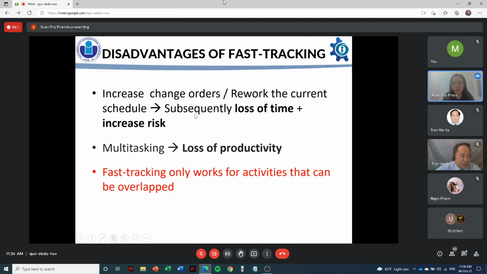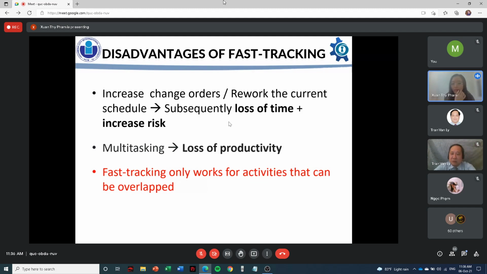But this method also has some drawbacks. Firstly, it will increase the change orders, because two activities will work at the same time, so we have to reschedule the succeeding activities. Subsequently, it leads to the loss of time and increases the risk.